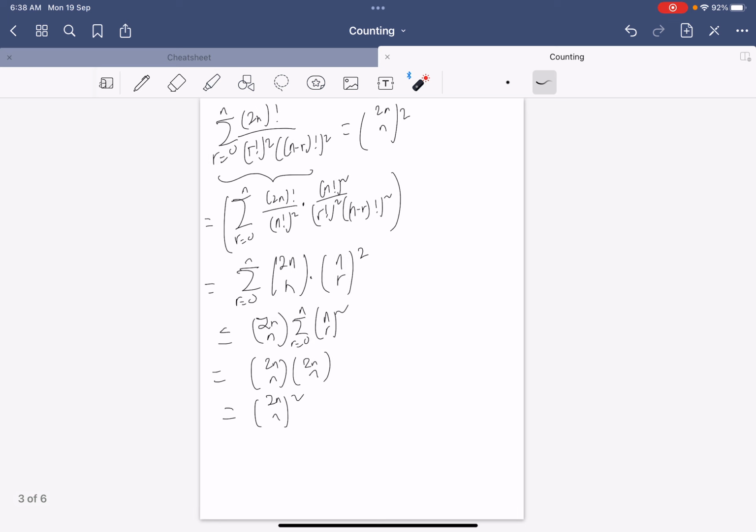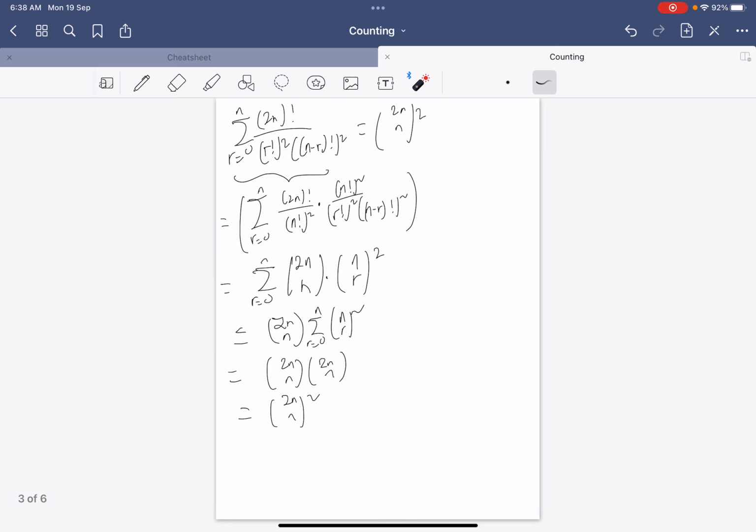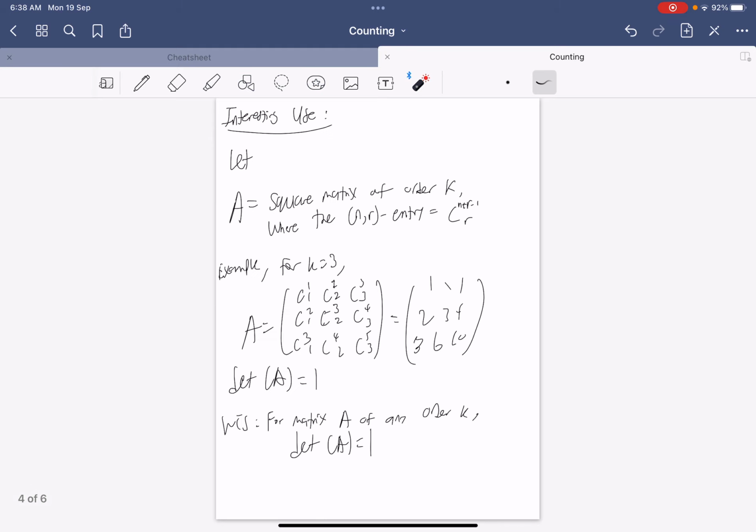So let's move on to a very interesting use of Vandermonde's identity in matrix computation. Let's consider a square matrix of order k, where the n-r entry is just n plus r minus 1 choose r. So let's take an example of k equals 3. So it is like that, n plus r minus 1 choose r.